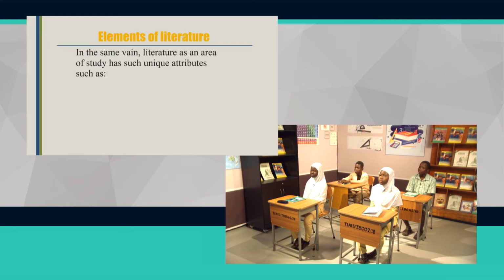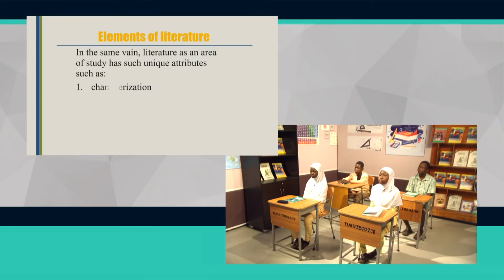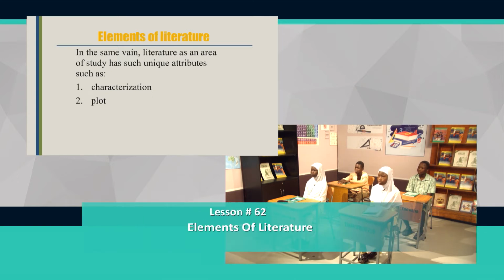We say in the same vein, literature as an area of study has such unique attributes. So just as we have certain things very uniquely for mathematics, literature also has certain things that are uniquely reserved for it. And what are they? We have things like characterization. Characterization is about the characters. You hear things about characters. Then we hear things on something like plot. You hear something called plot. Not a piece of plot we plant or build on, no.